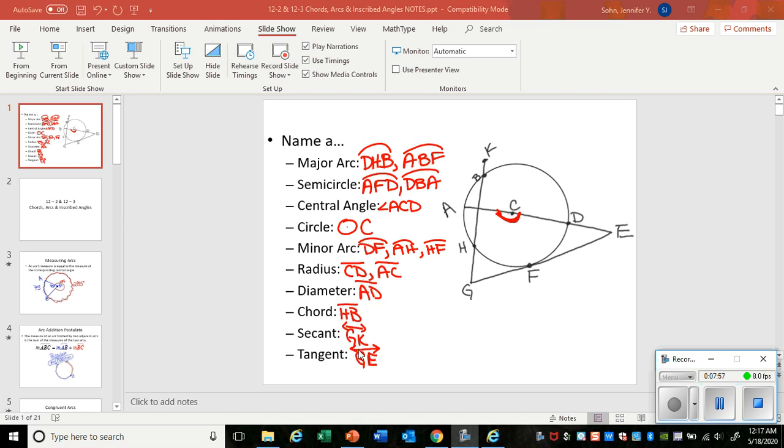Secant and tangent are lines. That means they keep going forever. That's why you have arrows on them. And then secant has two points that touch the circle. A tangent only has one point that touches the circle. Okay, so those are the differences of all the definitions, all the properties in a circle.